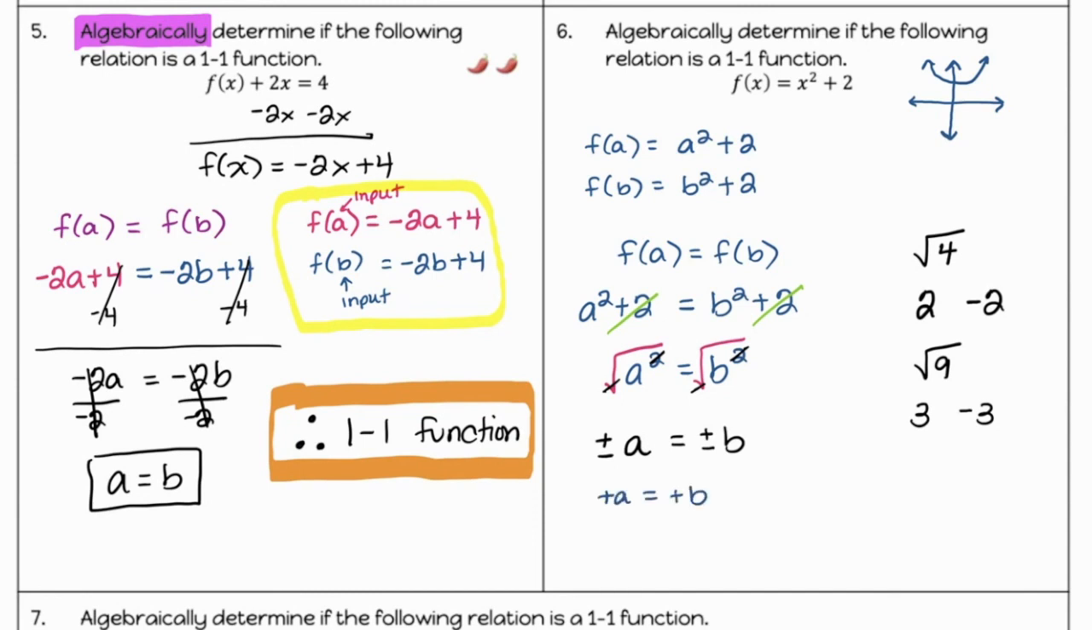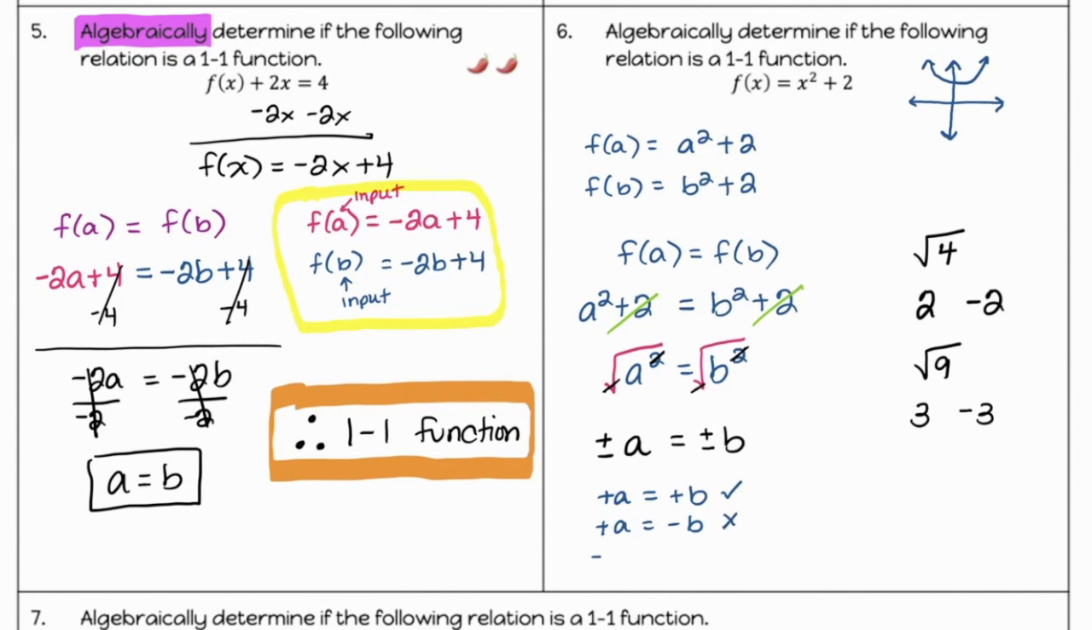If positive a equals positive b, then we pretty much proved the case of one-to-one, a equals b. But there's a lot of different things happening here. What if a was positive and b was negative? So this was good, but right here I'm not able to prove that one-to-one.